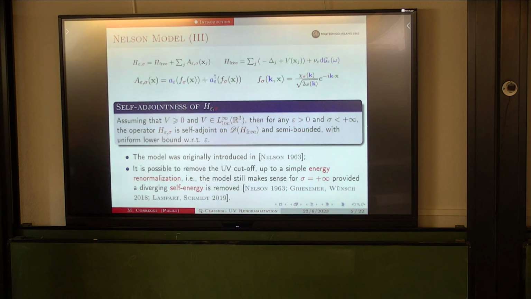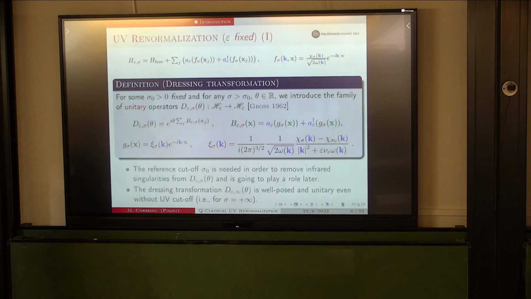Indeed, as we are going to see, the renormalization requires only to extract some constant energy, some offset energy, if you like, from the Hamiltonian, and take sigma to infinity, and then you get something meaningful. Of course, the constant that you remove is diverging. It goes under the name of self-energy, and it's a divergent quantity as sigma goes to infinity. Okay, let's discuss this renormalization as it goes.